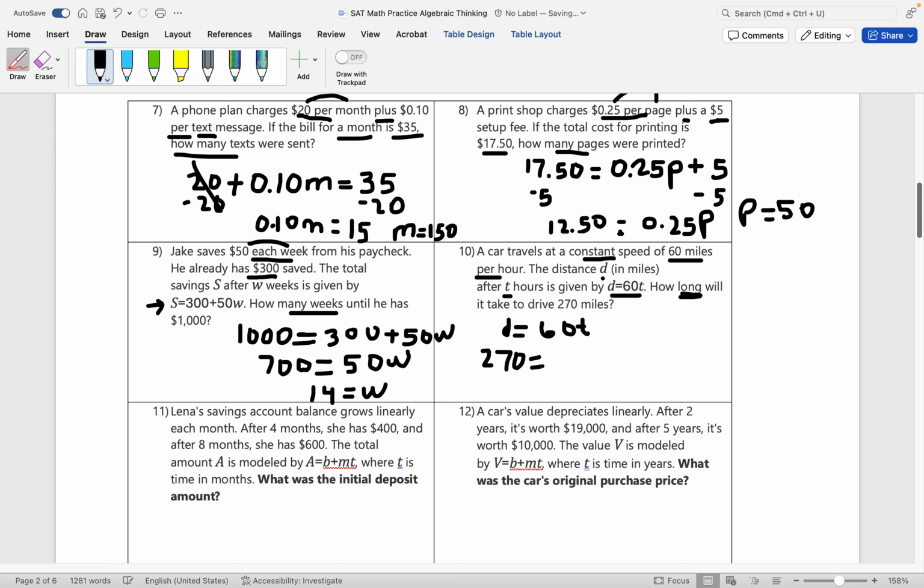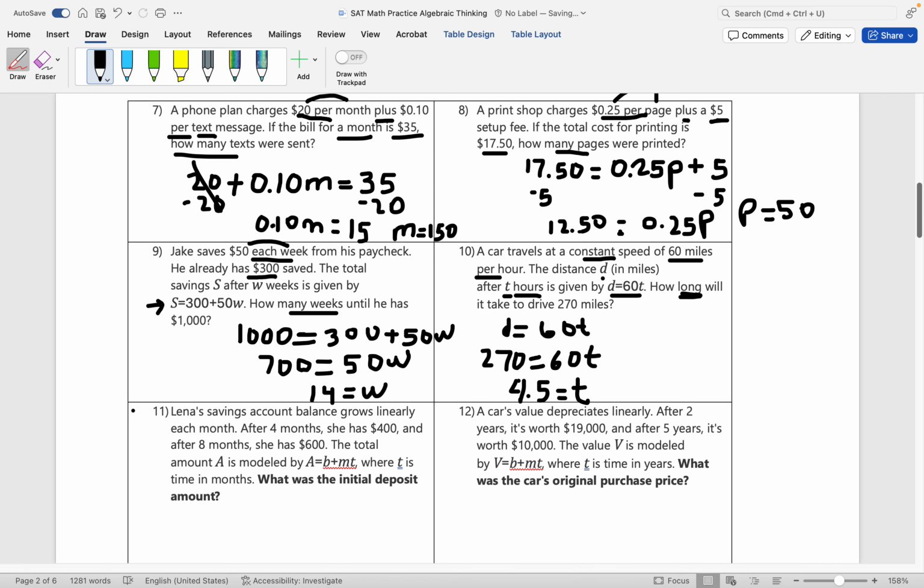And the question says how long. So it's a time question. So we're substituting D for 270 and then we are going to find T. And remember, 270 equals 60 times T. This is a division problem because the opposite of multiplication is to divide. So 270 divided by 60 gives you an answer of 4.5 equals T. And what units is that? T represents hours. So the answer is 4.5 hours, or 4 hours and 30 minutes.